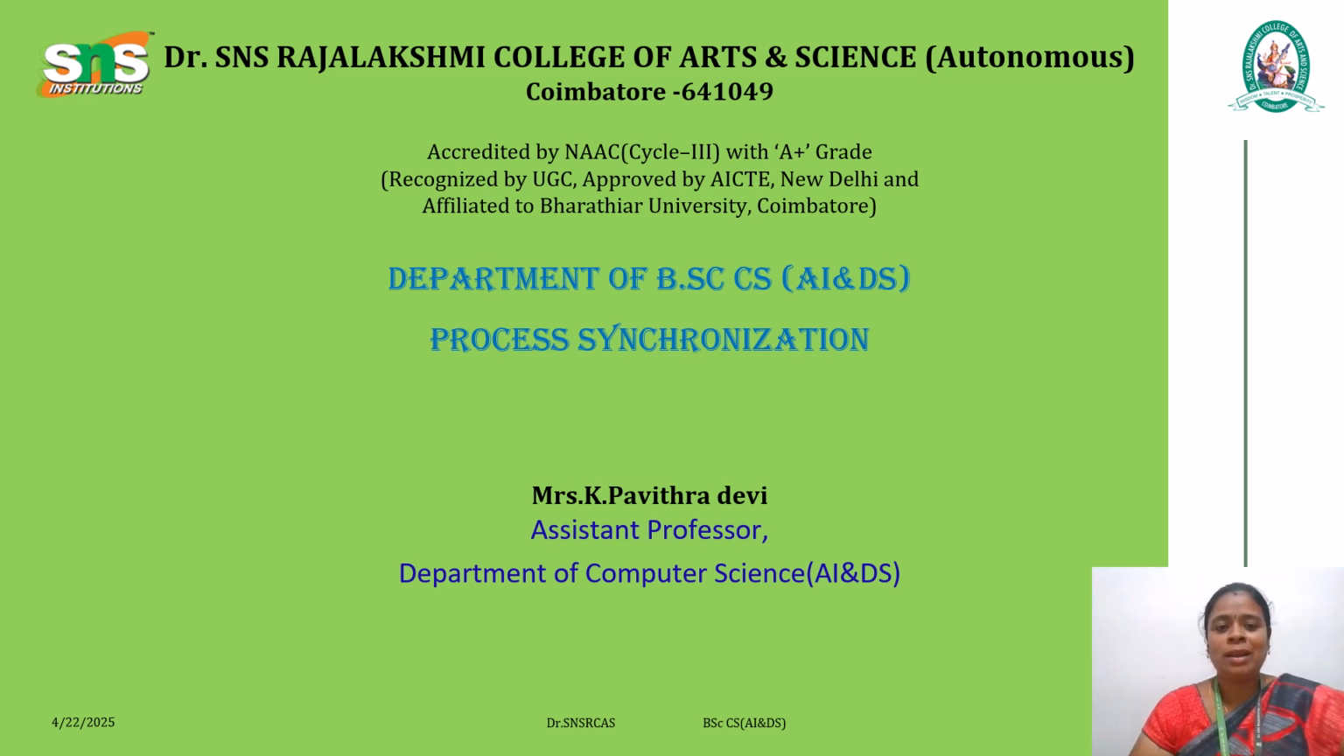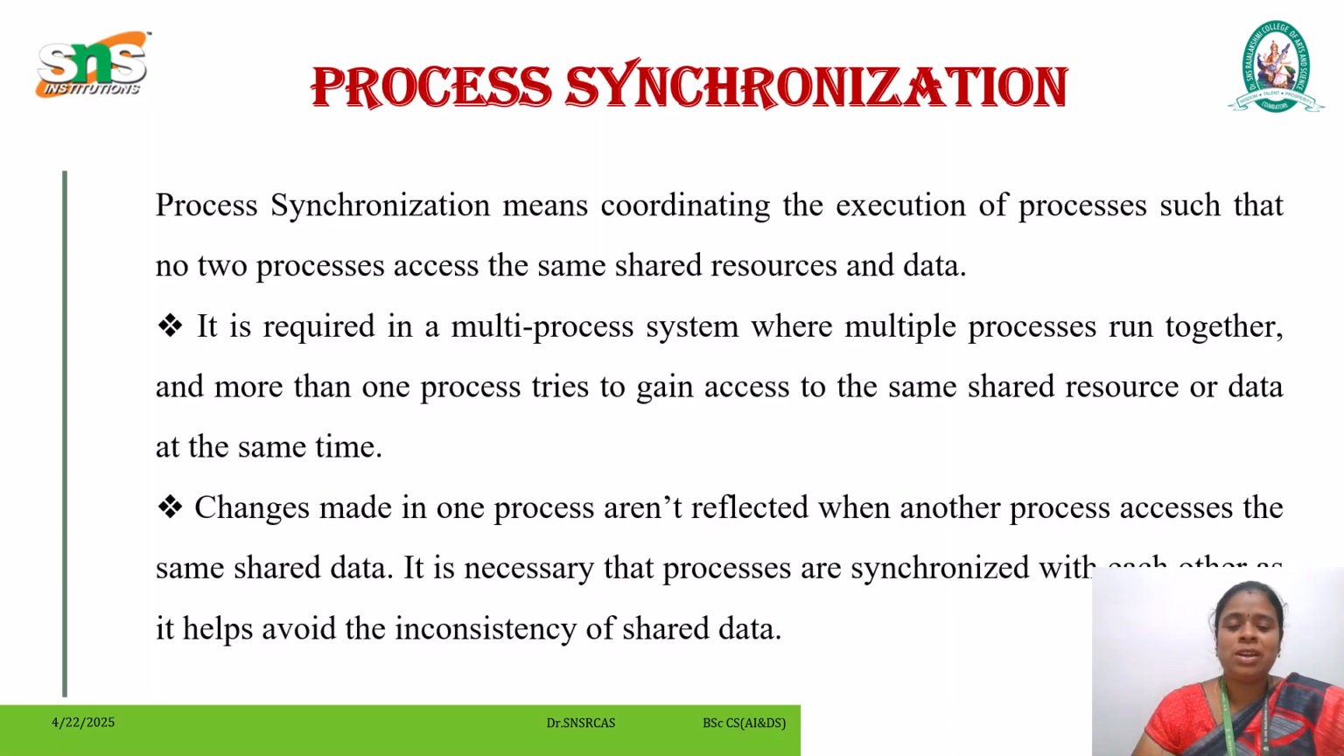Now I am going to take the class about process synchronization. Process synchronization is nothing but coordinating the execution of processes when two or more processes share the same resources or data. That is called process synchronization. It has two types: one is independent process, another one is cooperative process.